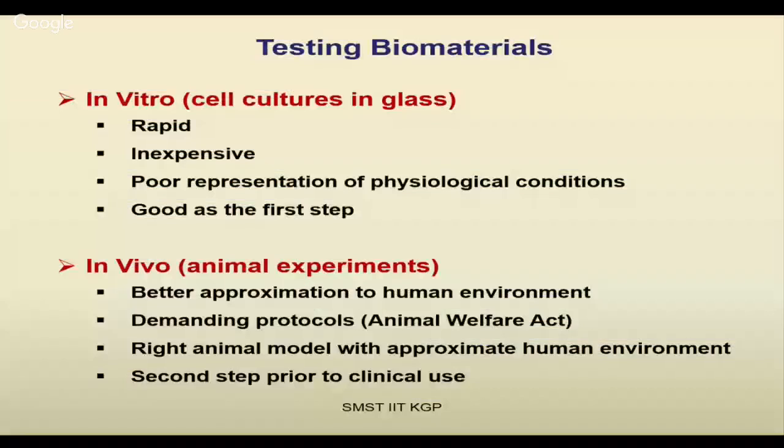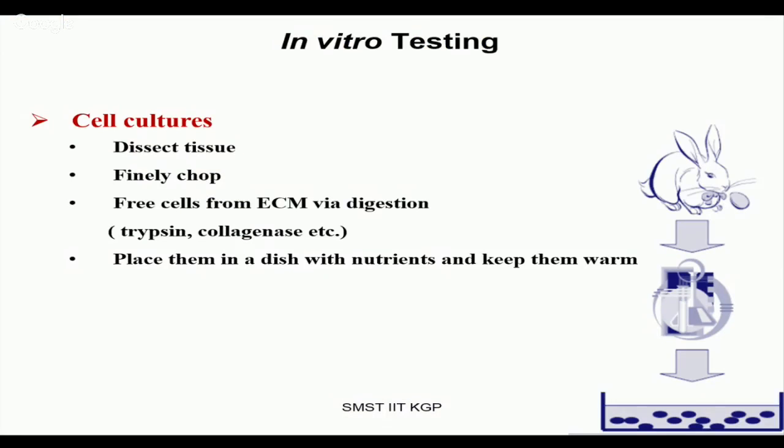So when you are going for animal testing, we need to go for animals which are very suitable to the specific condition. So demanding protocols, we need to go through the protocols, and we need to choose the right animal model with approximate human environment, and it is a second step prior to the clinical use.